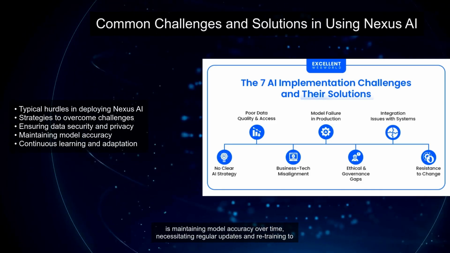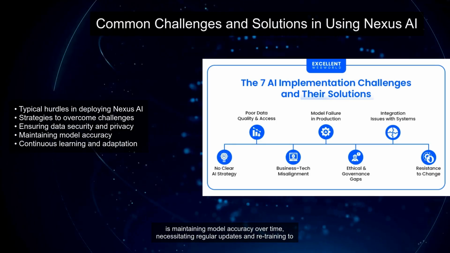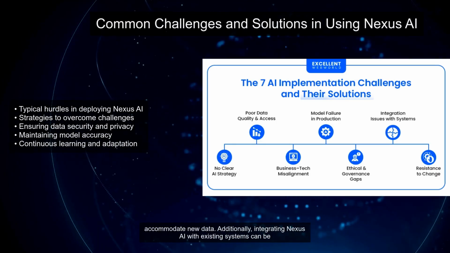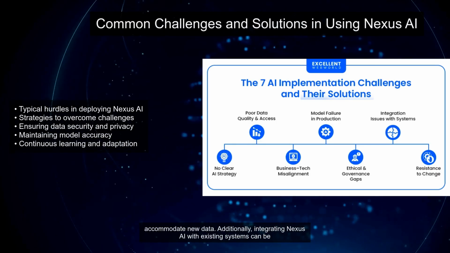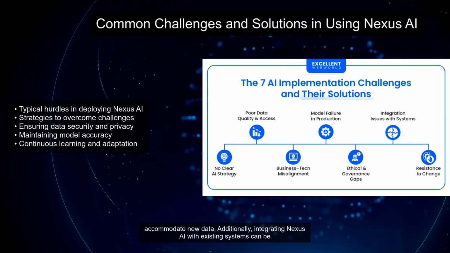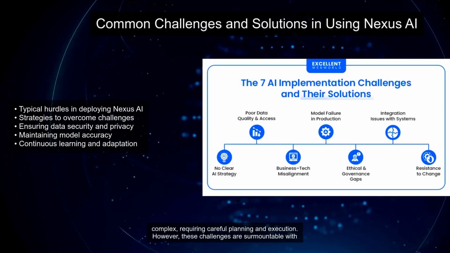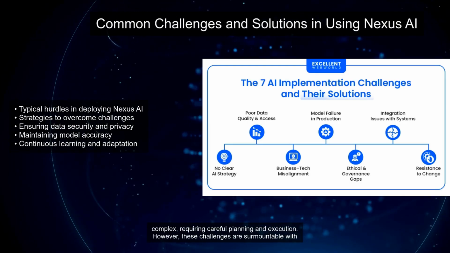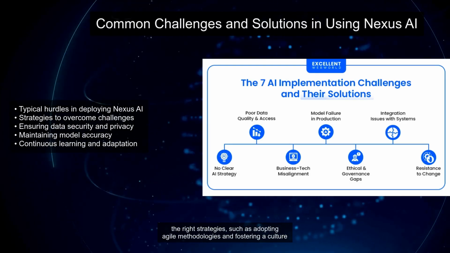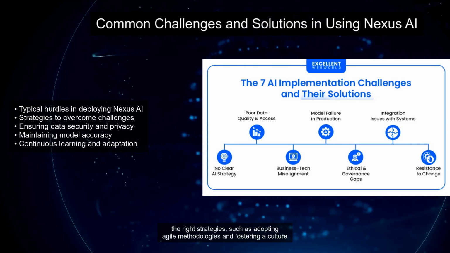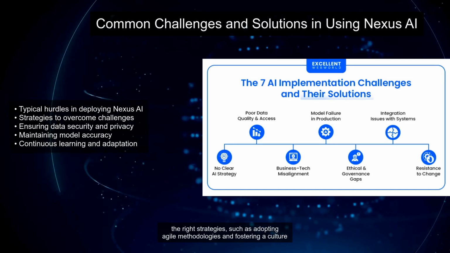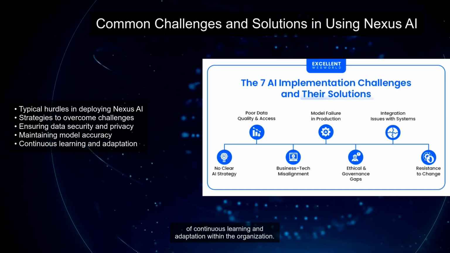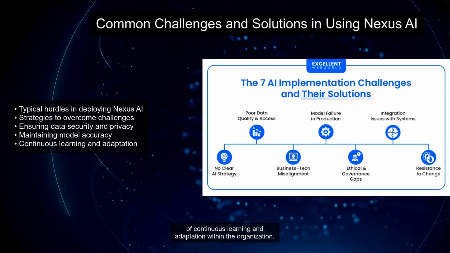Another challenge is maintaining model accuracy over time, necessitating regular updates and retraining to accommodate new data. Additionally, integrating Nexus AI with existing systems can be complex, requiring careful planning and execution. However, these challenges are surmountable with the right strategies, such as adopting agile methodologies and fostering a culture of continuous learning and adaptation within the organization.